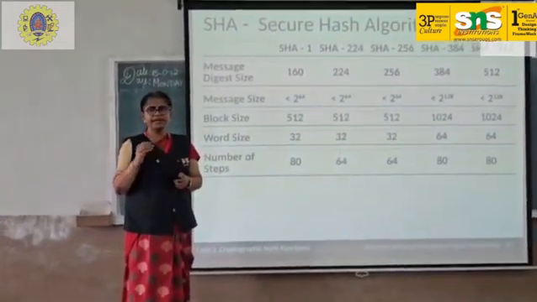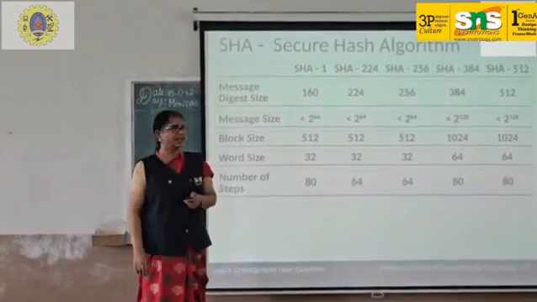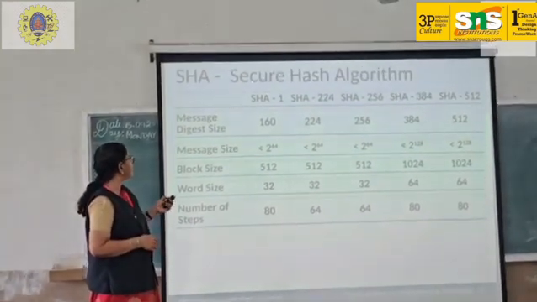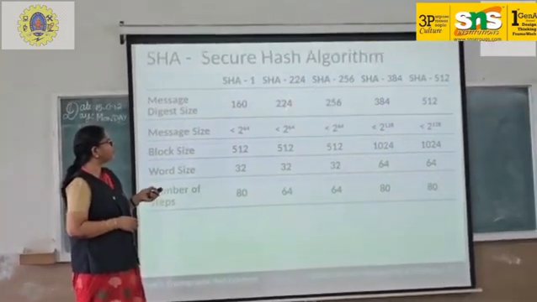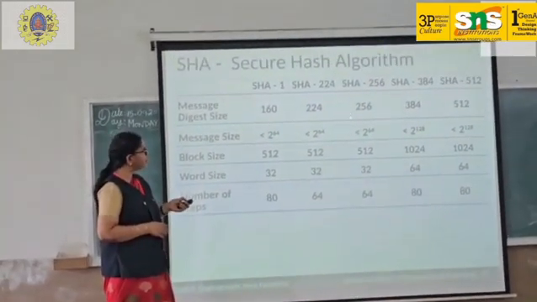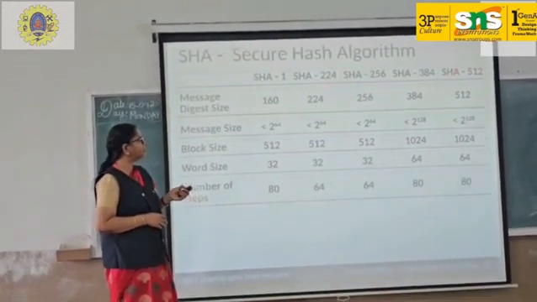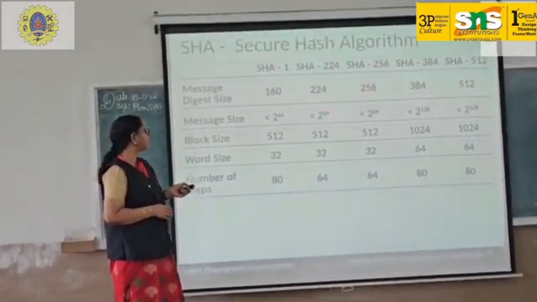Here, based on the digest length, it is classified into various types of SHA functions. Look into this table. In SHA-1, the message digest size is 160. In SHA-224, it is 224. SHA-256 is 256. The SHA algorithm is named based on the digest size.